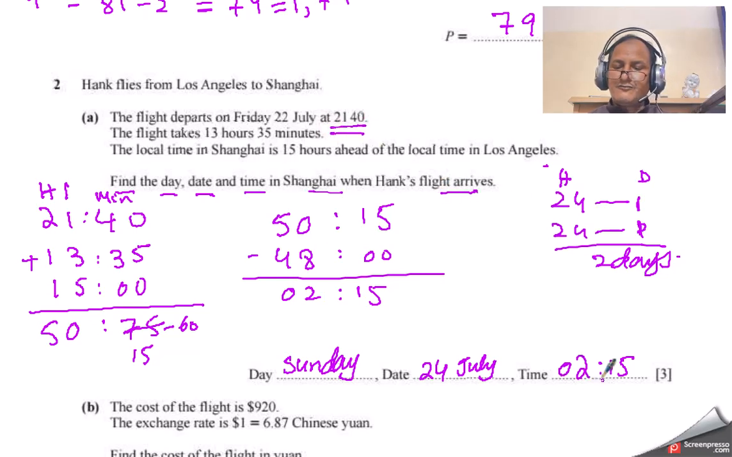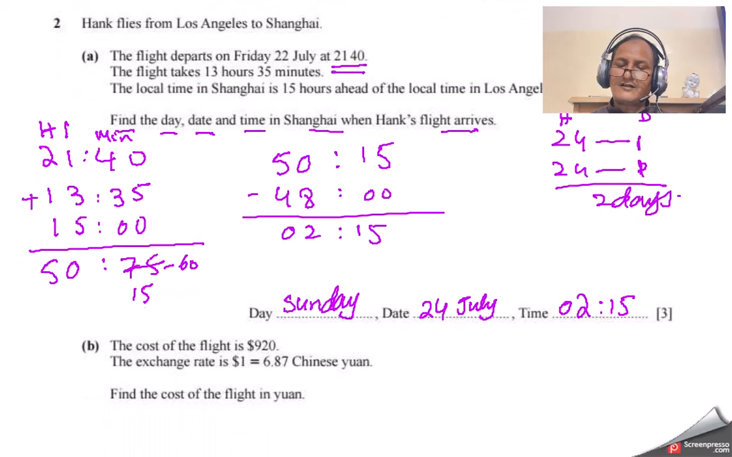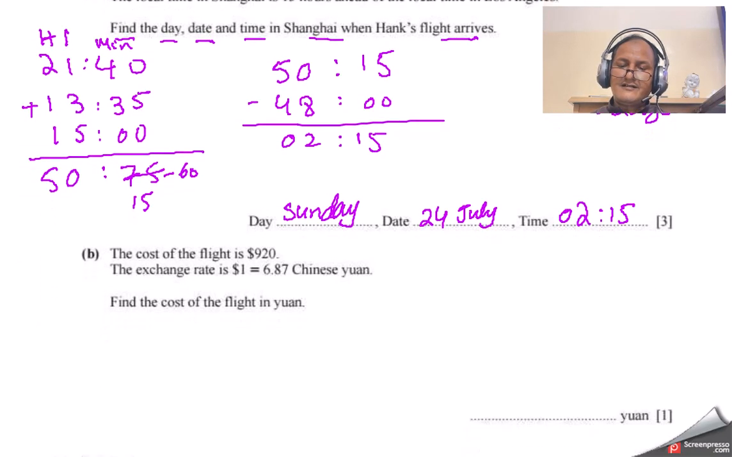The arrival time is 2:15 after 2 days, after 50 hours and 15 minutes basically. After 50 hours and 15 minutes it arrives, and the time will be Sunday 24th July after 2 days, and then the arrival time is very long, like the journey.